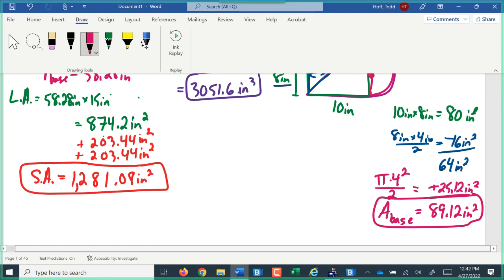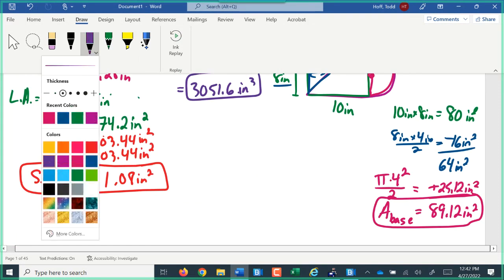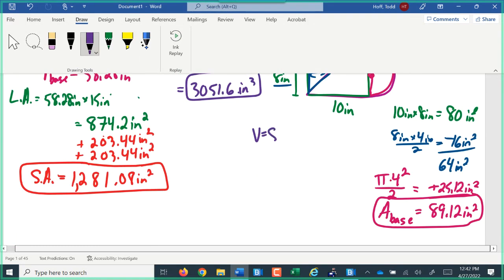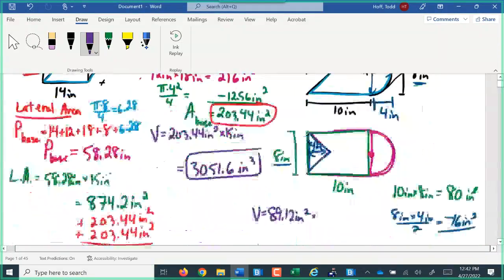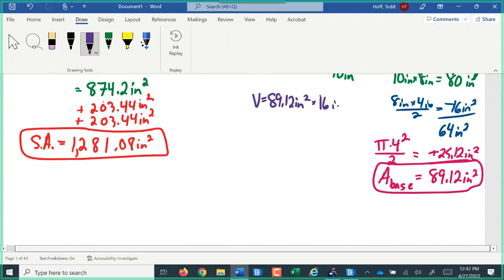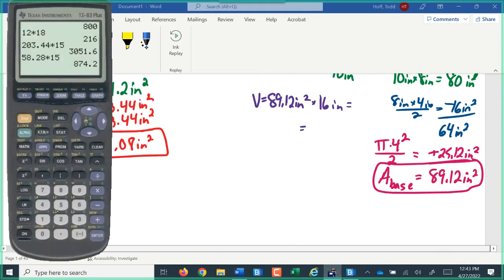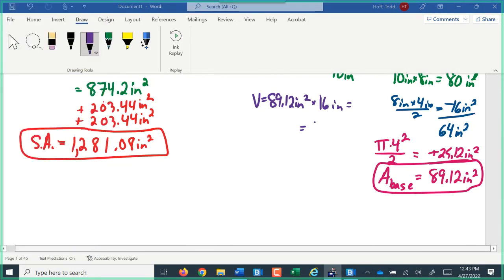Questions there? So volume, relatively simple. How do I find volume? Area of the base multiplied by length. Times the 16, right? Yep. 89.12 times 16 is 1425.92 cubic inches.